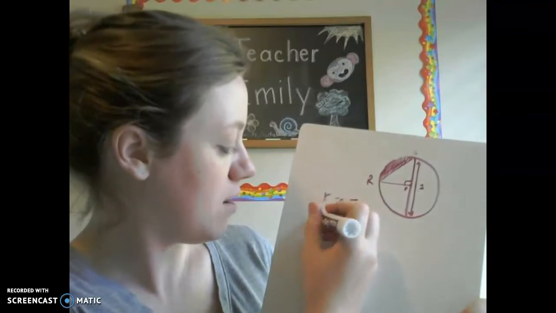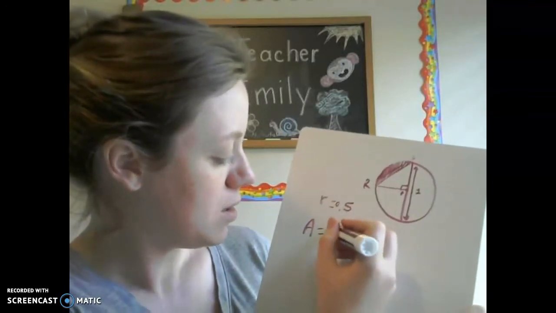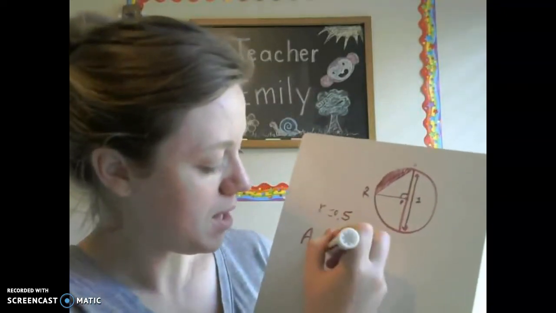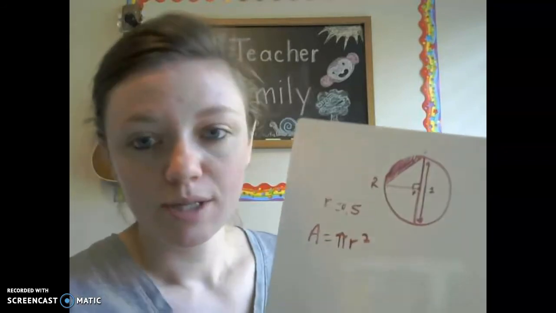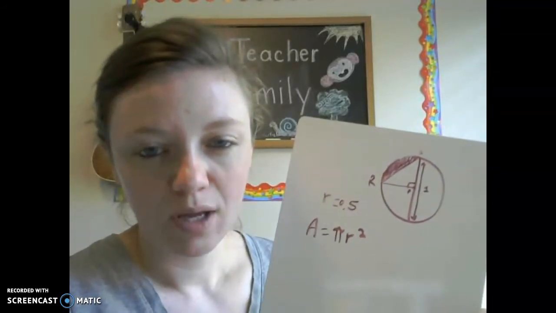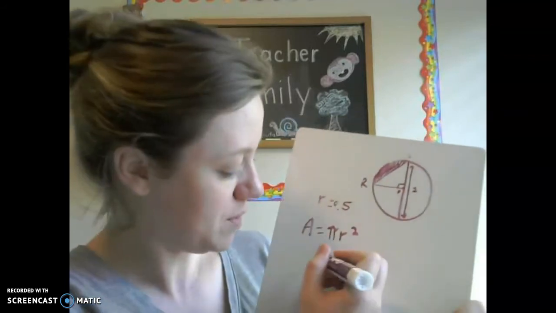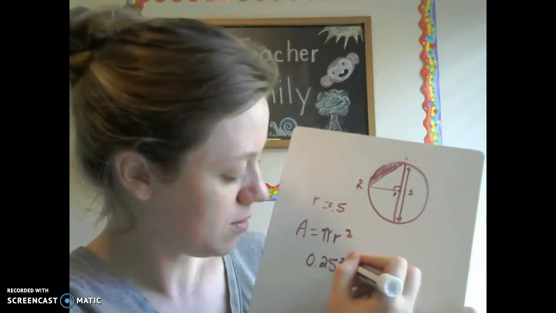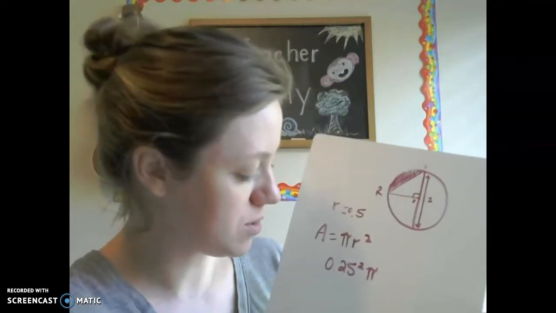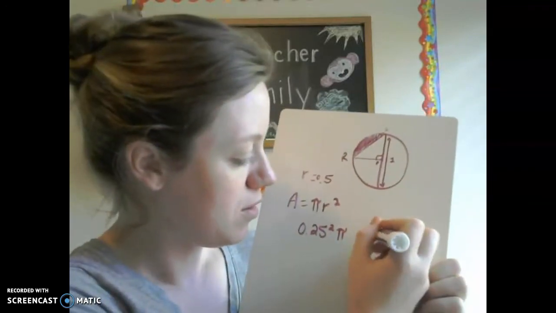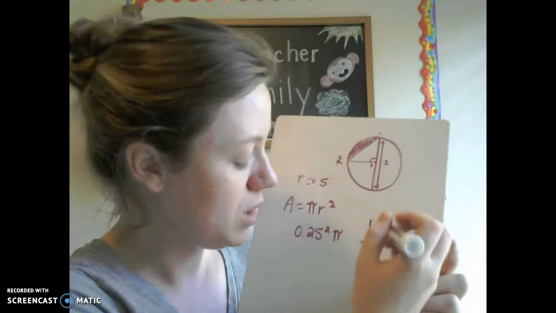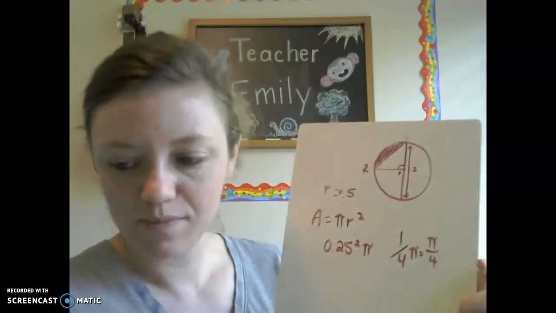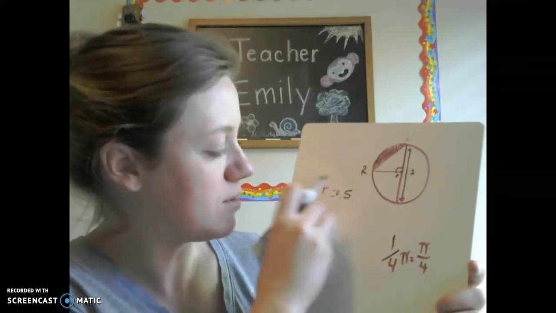So the area of a circle is pi r squared. So r is 0.5. 0.5 squared is 0.25. Or actually, I think the answer is written in fraction form. So let's say 1/4 pi, or you can say pi over 4. Either of those. All right, so that's the area of the circle.